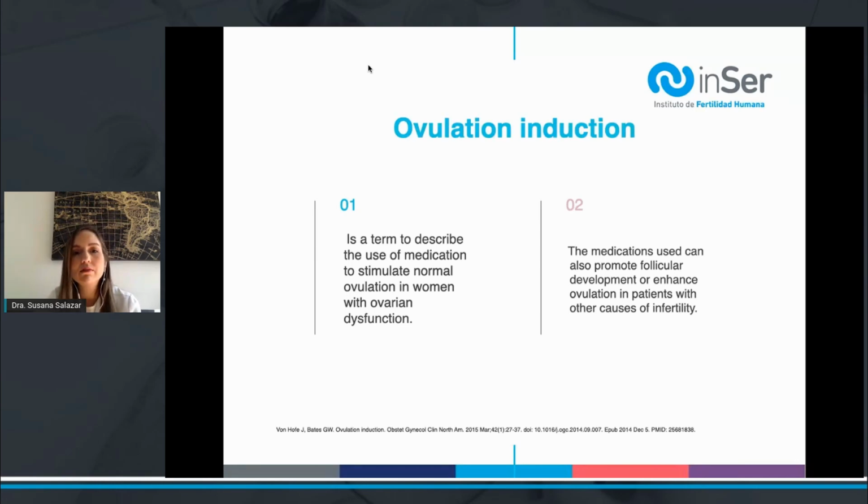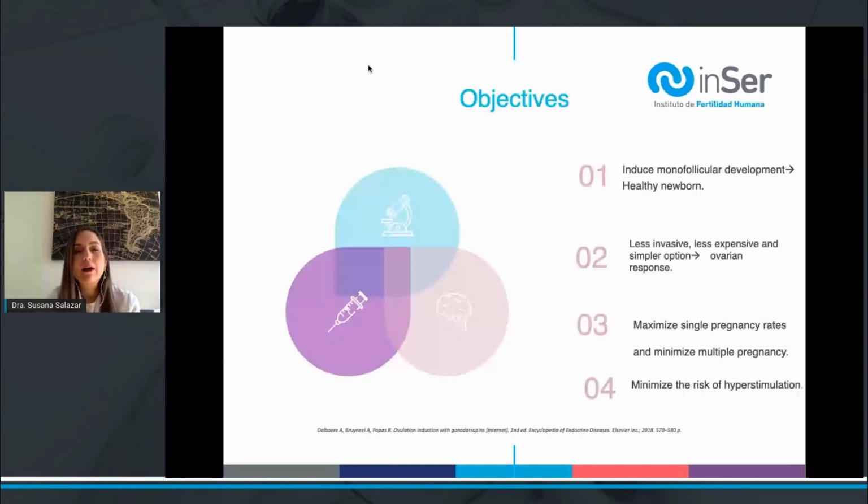After the initial evaluation, simple modifications such as weight loss, 5 to 10% of body weight in obese patients, or treatment of the underlying cause allows the return of ovulation in some patients. The objectives are to induce monofollicular development in order to have a healthy newborn, with a less invasive, less expensive, and simpler option to achieve ovarian response, maximize the single pregnancy rates and minimize multiple pregnancy rates, and minimize the risk of ovarian hyperstimulation syndrome.